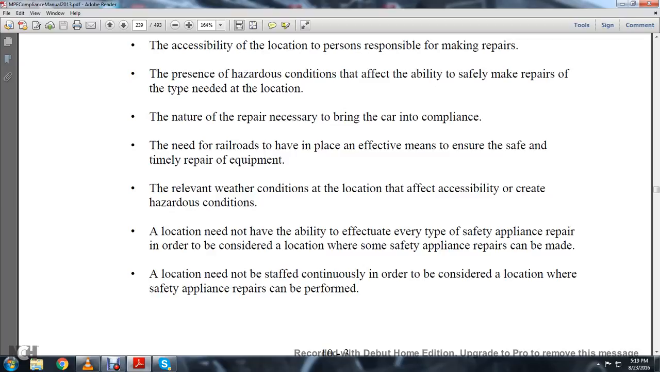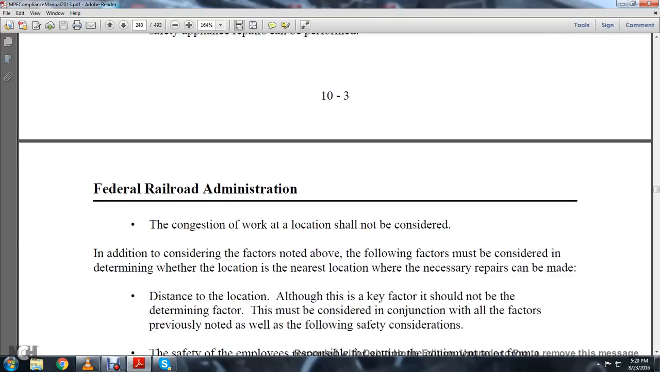A location need not have the ability to effectuate every type of safety appliance repair in order to be considered a location where some safety appliance repairs can be made. The location need not be staffed continuously in order to be considered a location where safety appliance repairs can be performed. The congestion of work at a location shall not be considered.